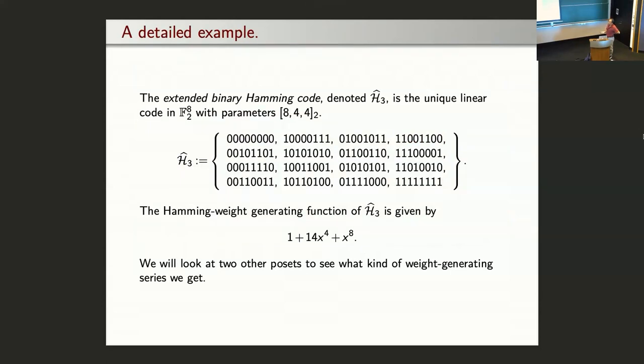Here's an example. Let's look at this extended binary Hamming code, H3 hat. It's the unique code with these parameters. The vectors have length 8, the dimension of H3 hat is 4, and the minimum distance is 4. Now you can work out the vectors in that vector space, and you find all these 16 vectors. If you use Hamming distance, you find that there is only one code word with weight 0, which is 0, 0, 0, 0. Now you just look at these vectors and calculate the Hamming weight. You find that 14 of them have weight 4, and then there is one vector of weight 8, and it is this one. So this is the weight generating function of my extended binary code with respect to Hamming weight.